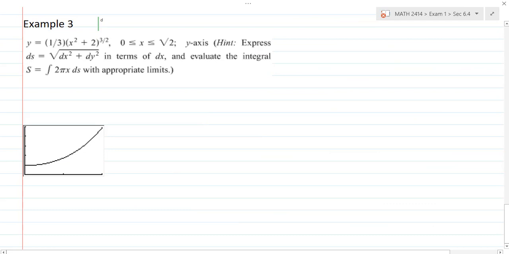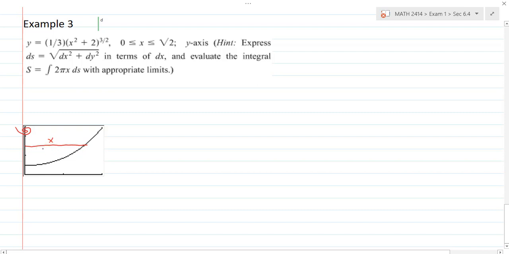Example 3. Here we're told we're given y as a function of x. Our bounds are along the x-axis. We're revolving around the y-axis. So here's the curve. I went ahead and graphed it. We're going to revolve this shape around the y-axis. So when I do that, my radius is going to have a distance of x.